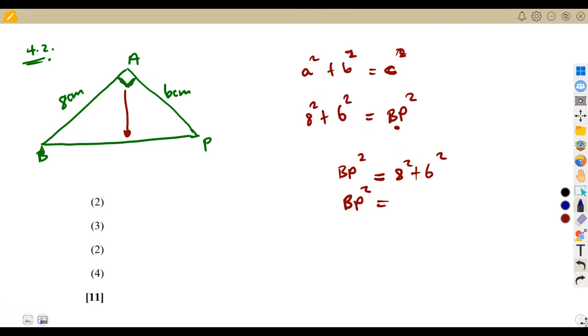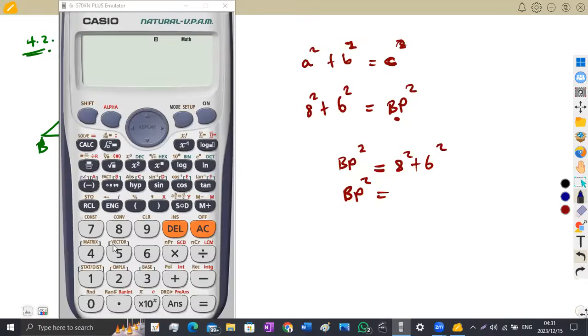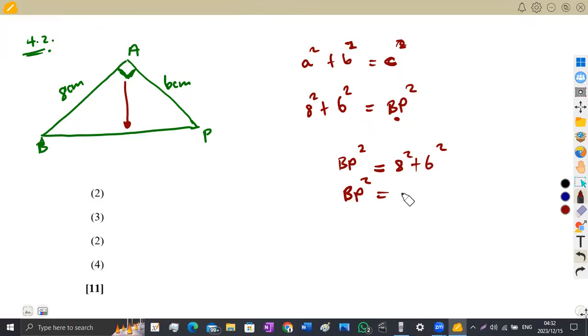So like I said, you can just simplify this direct on your calculator, all right, which is going to give us 100, or just do like this, that is 8 squared plus 6 squared like this. On your calculator, this is going to be 100. So that is BP squared is equal to 100. Then to find BP, you're going to introduce the square root because you have a square here.